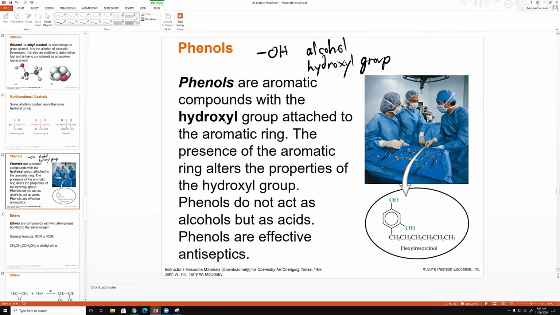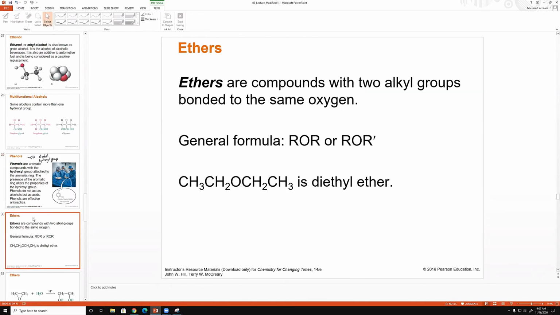So if you have a hydroxyl attached to an aromatic ring, you get a phenol. So here's different types of phenols, and they're used in antiseptics in general. Okay, moving forward, the next functional group is called an ether.